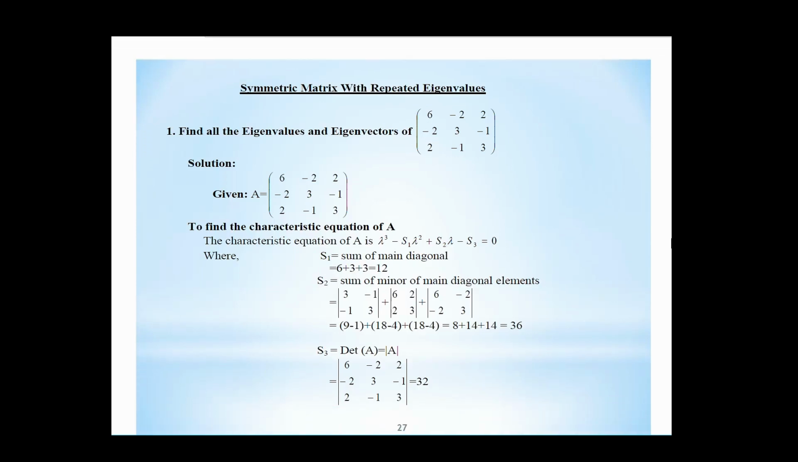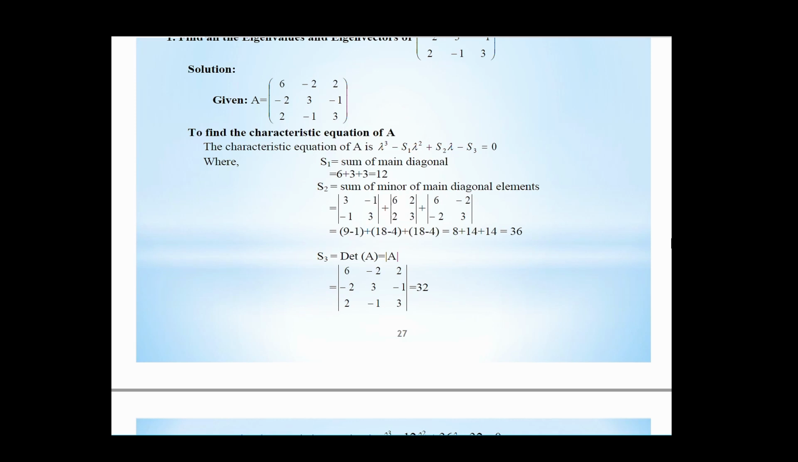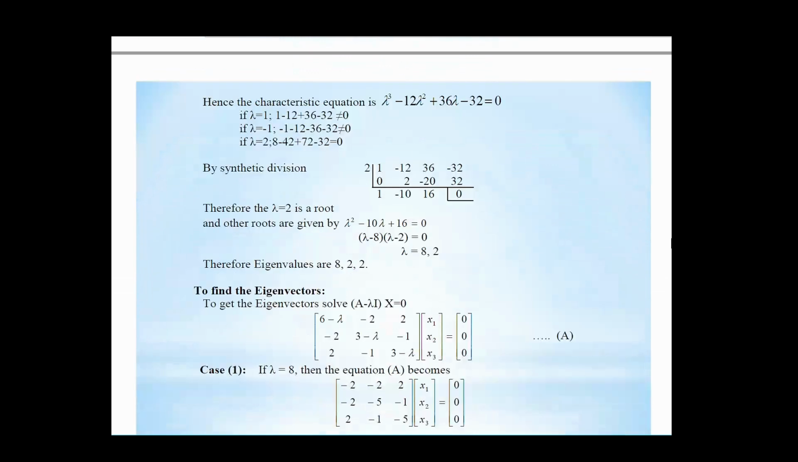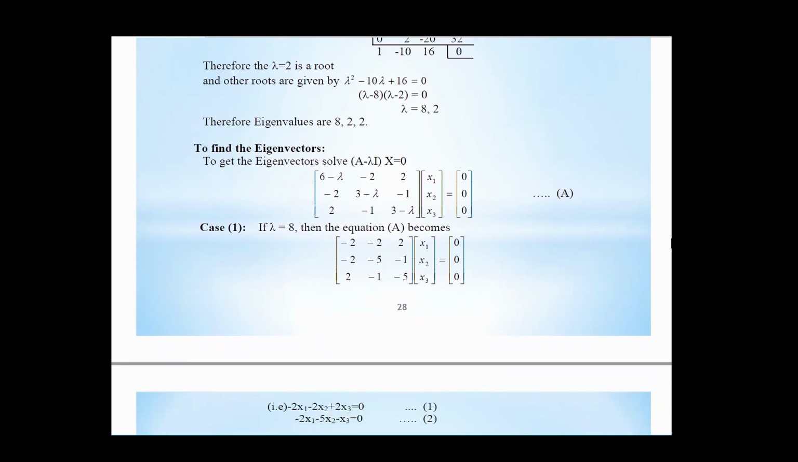Okay, next we see the example for a symmetric matrix with repeated eigenvalues. We already know from the previous examples how to form the characteristic equation. Now we directly move on to the characteristic equation of the given matrix: lambda cube minus 12 lambda square plus 36 lambda minus 32 equal to 0. Now we apply synthetic division. We get lambda equal to 2 as one eigenvalue, and we find the remaining eigenvalues from the equation lambda square minus 10 lambda plus 16 equal to 0. We get lambda equal to 8 and 2.